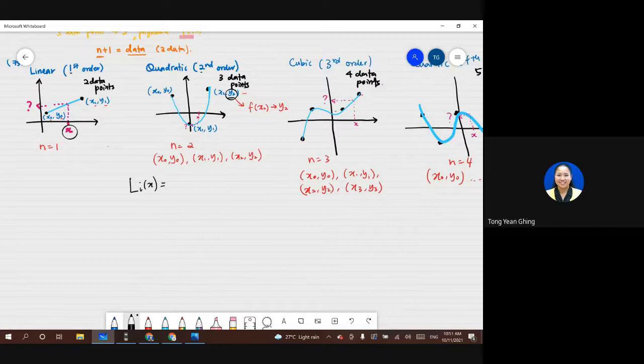So the L will become, okay, so I will start with this one, x naught minus x1. So this is x minus x1, okay? And then times with x naught minus x2, okay? Then this one x minus x2. And then times, sambung times.